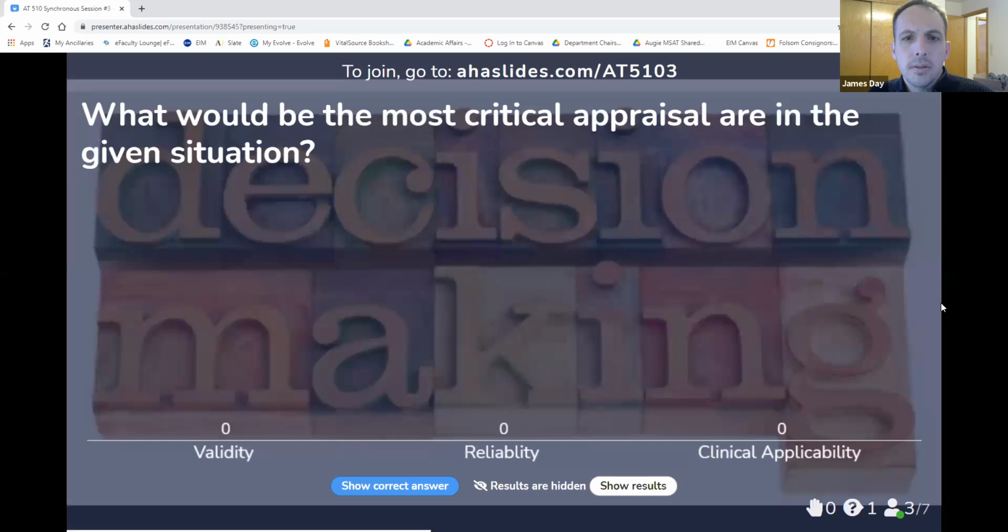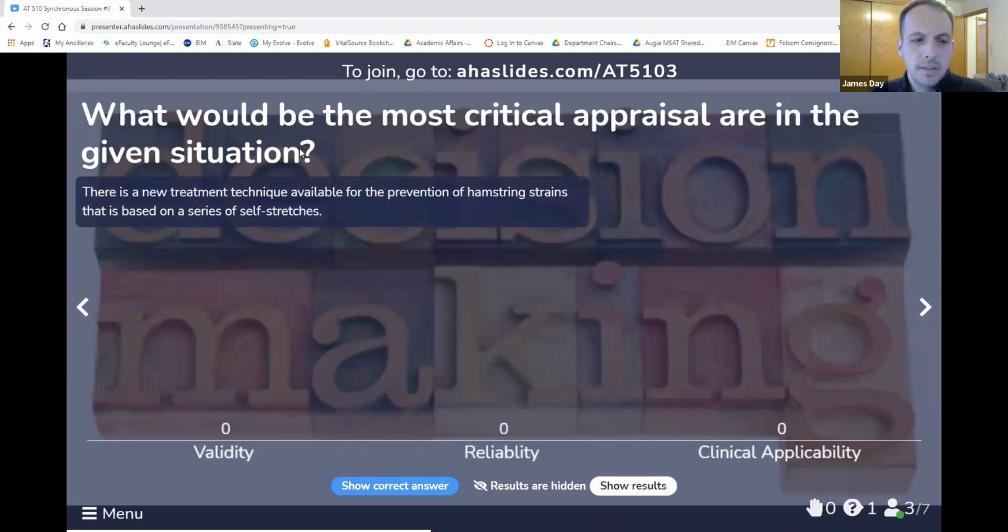So what would be the most critical appraisal in the given situation? Basically, of those three, if there's a new treatment technique available for the prevention of hamstring strains that is based on a series of self-stretches, are we most interested in the study's validity, reliability, or clinical applicability?